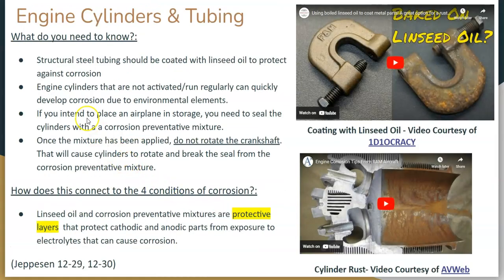Let's move on. So, engine cylinders and tubing, something else that's really important to know. Structural steel tubing should be coated with linseed oil to protect against corrosion. Engine cylinders that are not activated and run regularly can quickly develop corrosion due to environmental elements. So again, we've got to make sure we're protecting, and we've got to make sure that we're running our engines regularly.